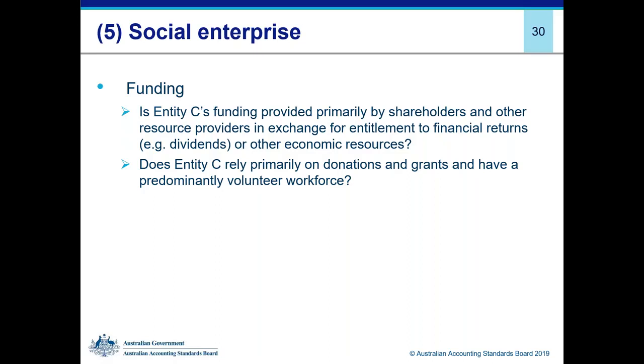Is Entity C's funding provided primarily by shareholders and other resource providers in exchange for entitlement to financial returns, such as dividends or other economic resources? If yes, that would support and may indicate we have a for-profit entity. Alternatively, does it rely primarily on donations and grants? And is there predominantly a volunteer workforce? And if there is, then that will be supportive and may indicate we have a not-for-profit entity. So that's just the illustrative examples.